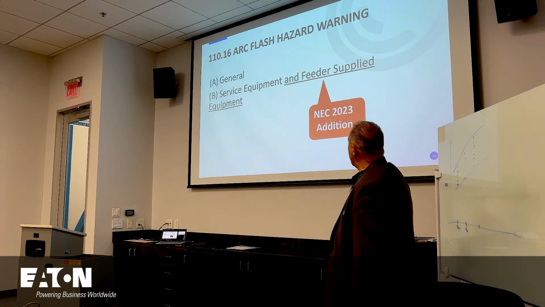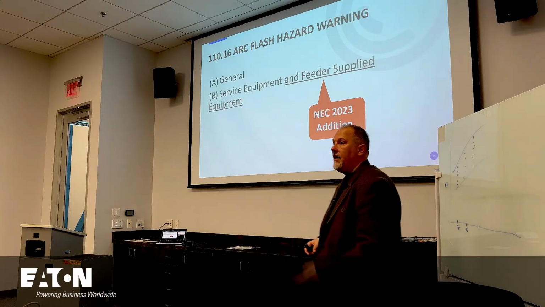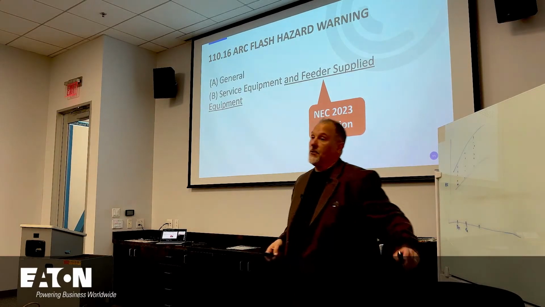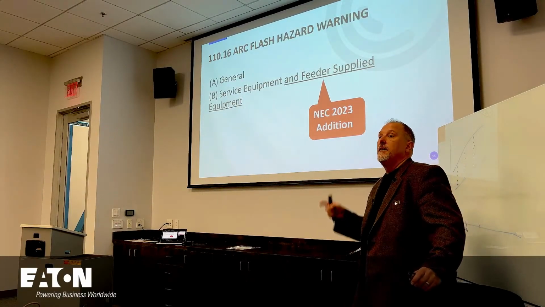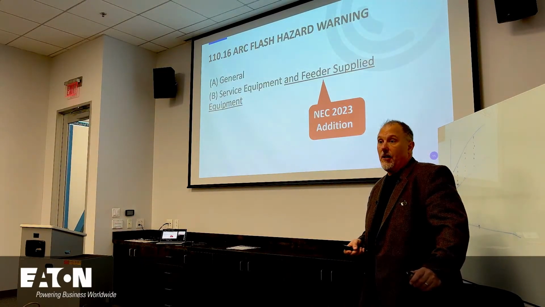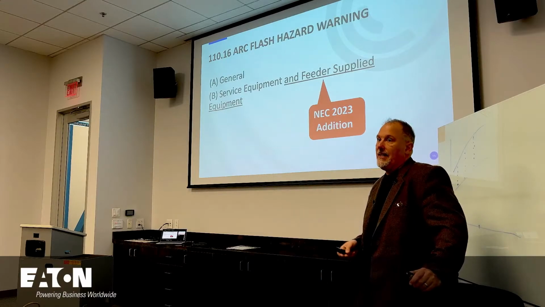110.16(B) was just expanded for feeder supplied equipment. From 1200 amps, we moved it down to 1000. So any equipment 1000 amps and above is going to need an arc flash label based upon NFPA 70E.